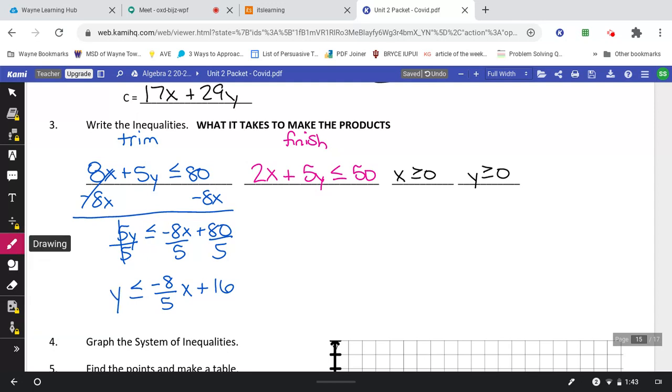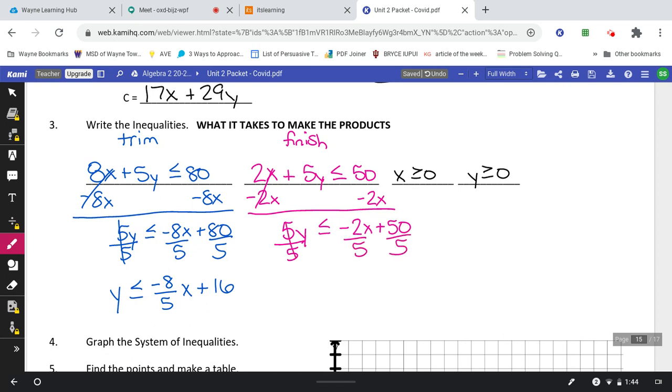Now let's move over to the pink equation. I'm going to follow the same steps. Subtract 2x. Remember to always put your x value first, so I'll put negative 2x plus the 50, making sure you don't add those two numbers together because one has an x and one doesn't. Divide by the 5. Negative 2/5 x plus 10.